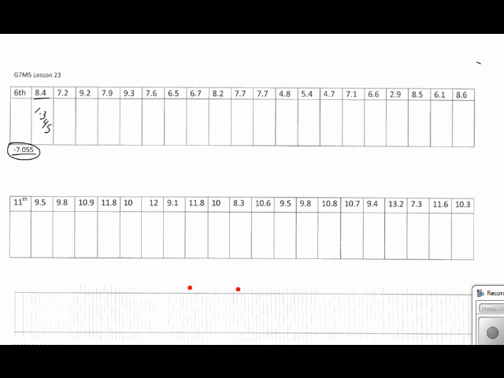7.2 minus 7.055 is 0.145. 9.2 minus 7.055 is 2.145. Pause the video and continue finding the distance each number is from the mean.